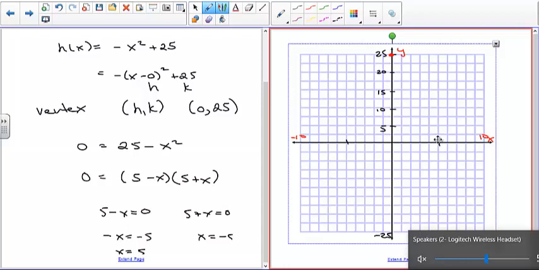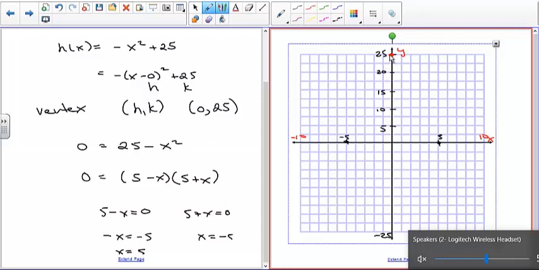Each grid line will be 1 unit. So we'll go, this will be negative 5, and this will be 5. This will be 10. So I can plot the x-intercepts. Now, because I have y equal to x squared, you can't go over 1 and down 1 because of the scaling.